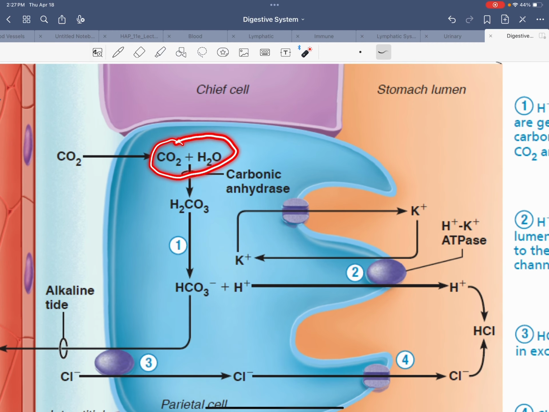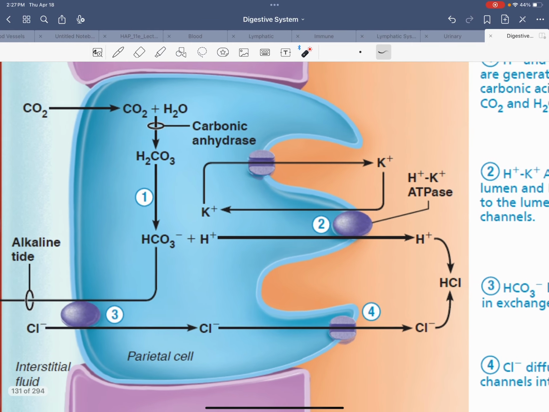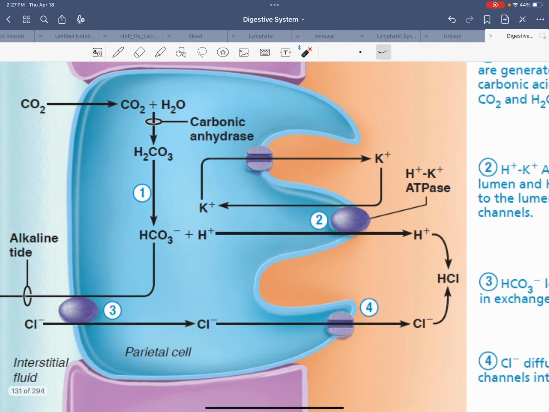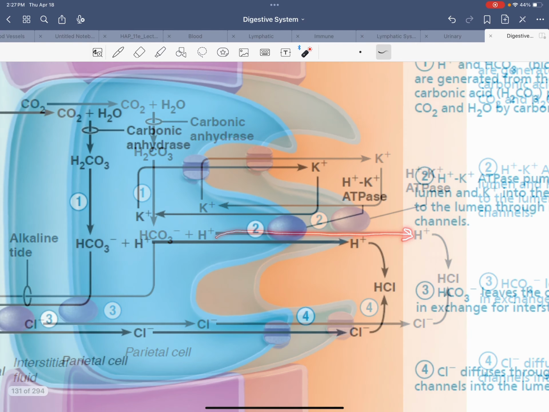So this is the same equation that we saw when we were looking at the loading of CO2 onto a red blood cell. Carbonic anhydrase leads to the acid, and then the acid is going to dissociate, very much like we saw in a red blood cell, but now we're in the parietal cells. We have the bicarbonate and we have the hydrogen ion. Well, what are we going to do with this? We're going to take the hydrogen ion and move it out into the lumen.